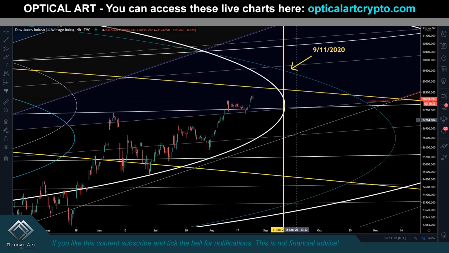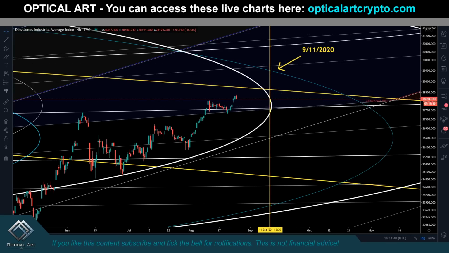Whatever you're doing, if you're in stocks, if you're in gold, if you're in Bitcoin, just take the time to pay attention to the charts or whatever you use to look at the price of Bitcoin and the stocks. Pay attention on that date because it looks like something's going to happen.